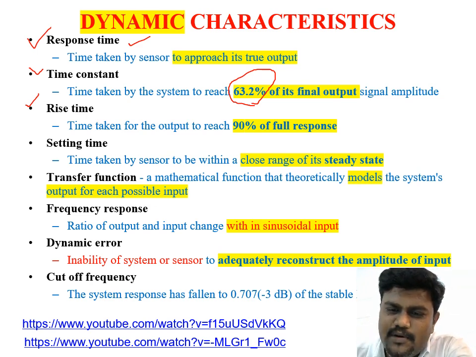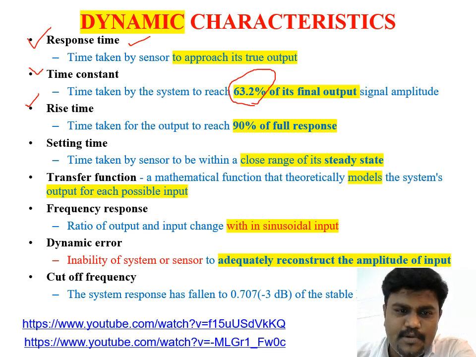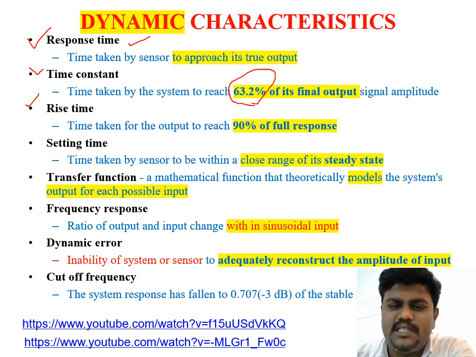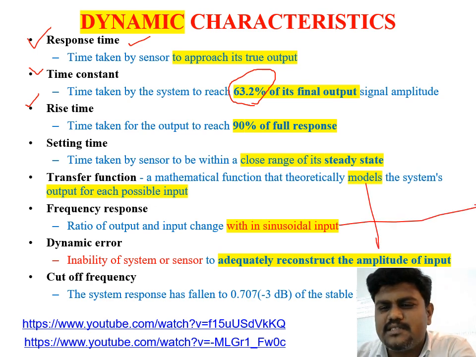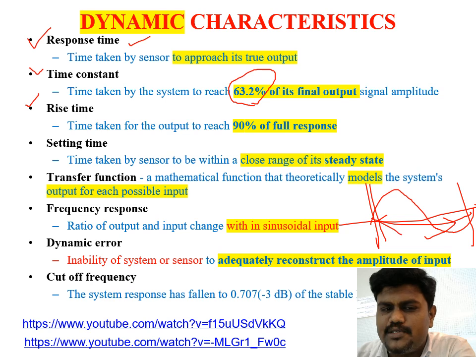Transfer function is a mathematical function that theoretically models the system's output for each input. For example, y is equal to mx plus c, where y is the transfer function with respect to mx and c as a constant. So this is how the transfer function of a sensor works. And frequency response is the output to input ratio within a sinusoidal wave. When you consider a waveform, the ratio of output to input within this unit of sinusoidal wave can be called your frequency response.